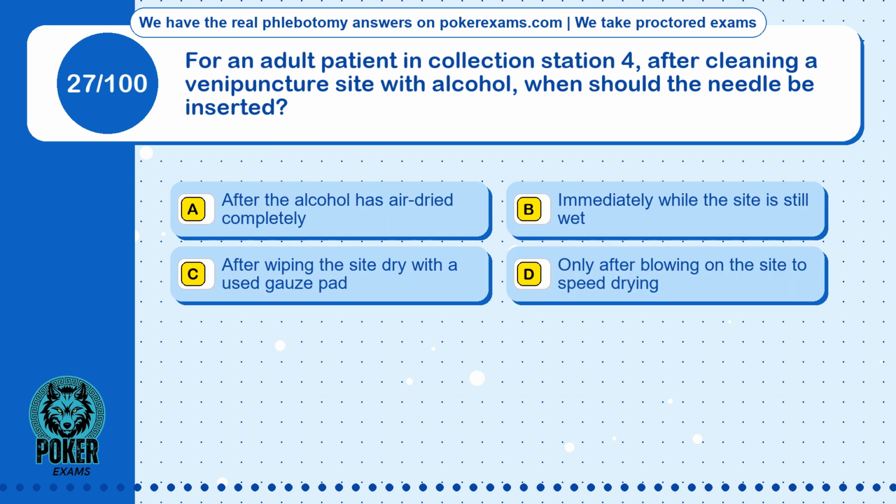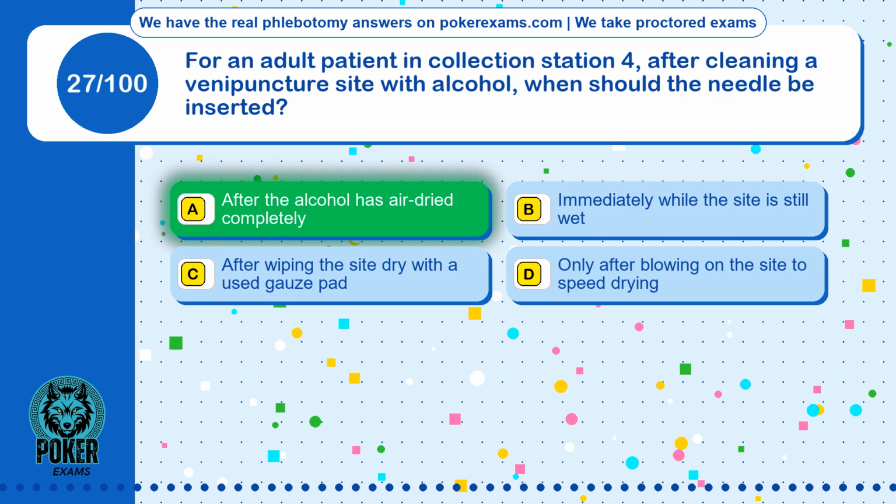Question 27. For an adult patient in collection station 4, after cleaning a venipuncture site with alcohol, when should the needle be inserted? Option A. After the alcohol has air dried completely. Option B, immediately while the site is still wet. Option C. After wiping the site dry with a used gauze pad. Option D. Only after blowing on the site to speed drying.